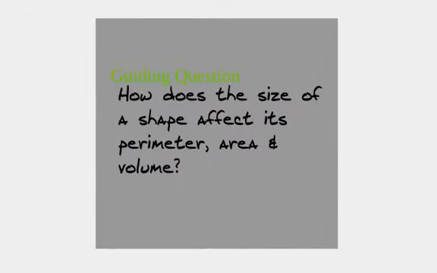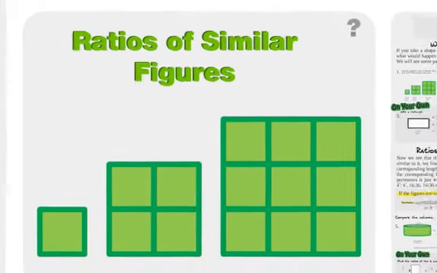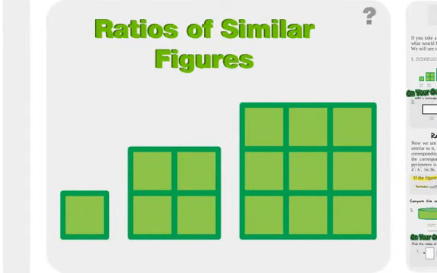Well, thanks for joining us. Were you able to figure out this question now? How does the size of a shape affect its perimeter, area, and volume? All right, I bet you can. Well, thanks for joining us as we talked about ratios of similar figures, both in perimeter, length, area, and volume.